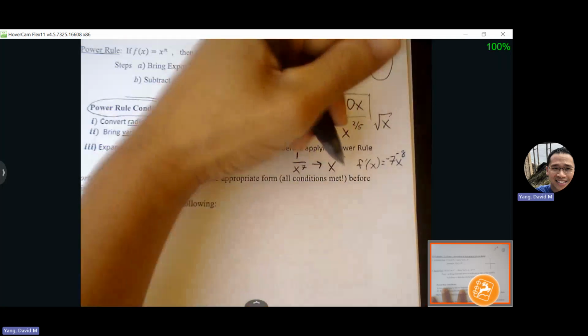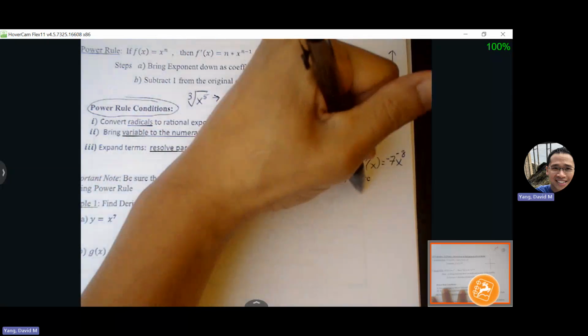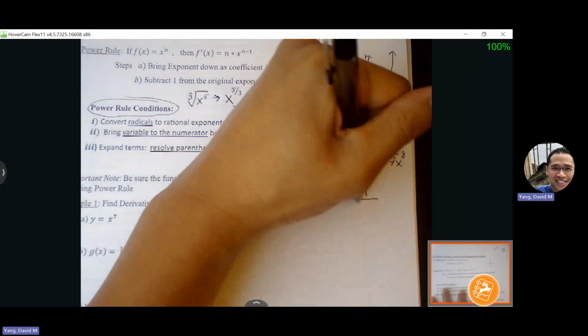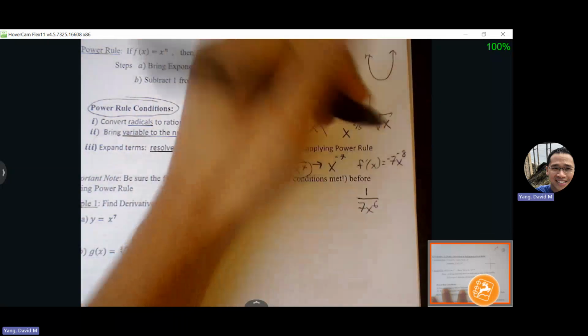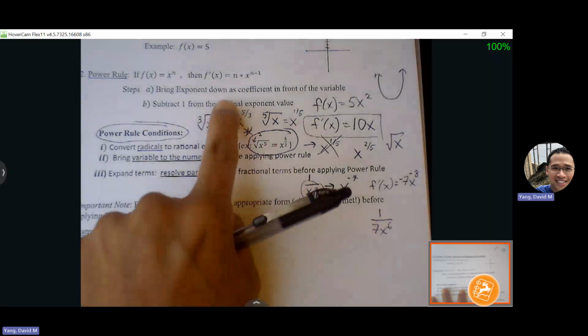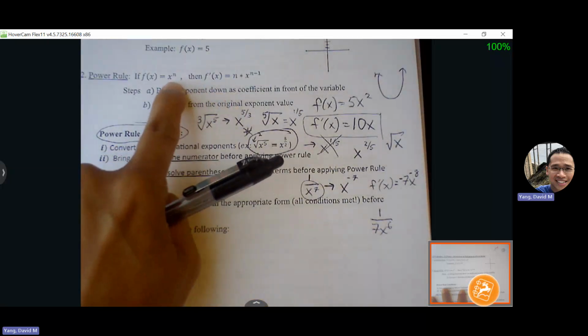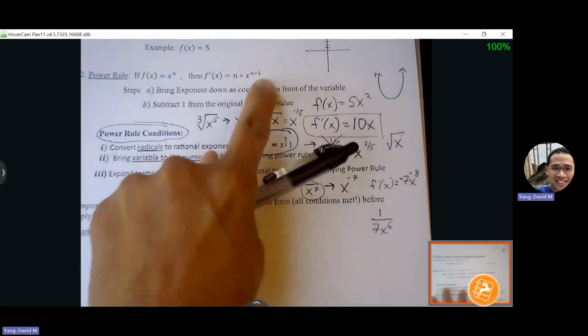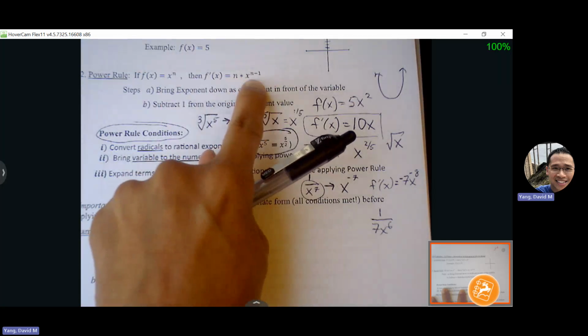Okay. We can't do this. We can't just look at that x to the 7th and say, well, my derivative is just going to be 7x to the 6th. Power rule doesn't work if a variable is in the denominator. It doesn't quite fit this condition. The condition for the function is that the variable has to be up top if I want to go through this process of bringing the exponent down and subtracting 1.